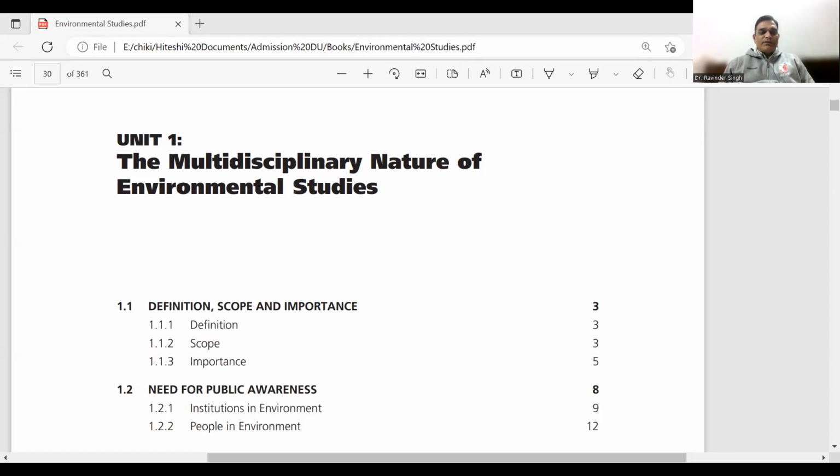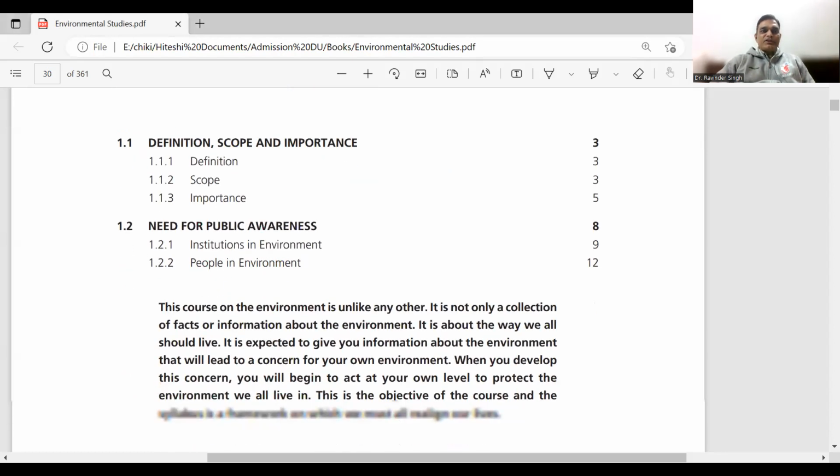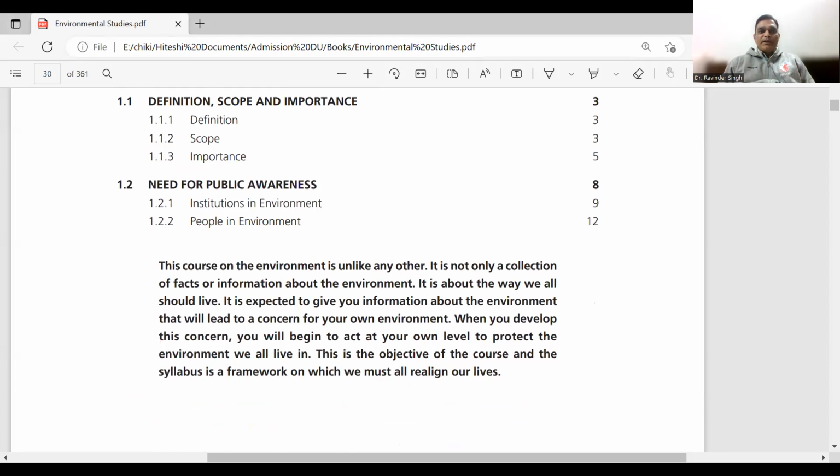In this unit, we will discuss, first of all, in the first section, the definition, scope, and the importance. In the second section, the need for public awareness, which further includes institutions in environment and the people in environment.